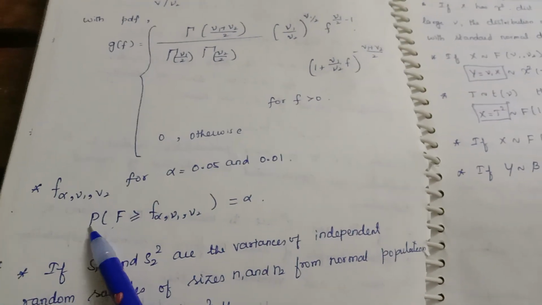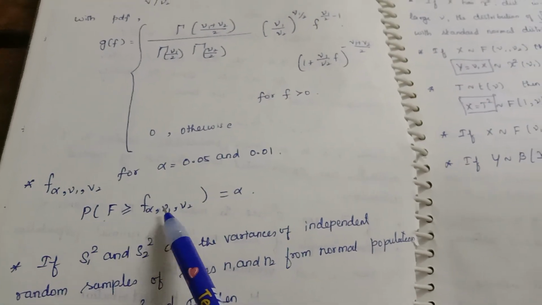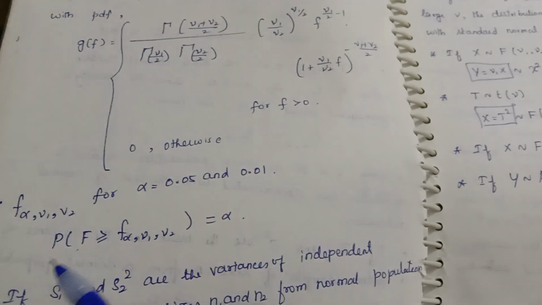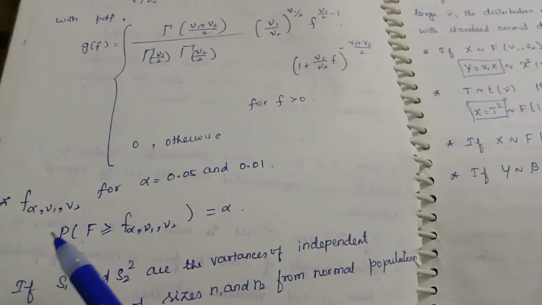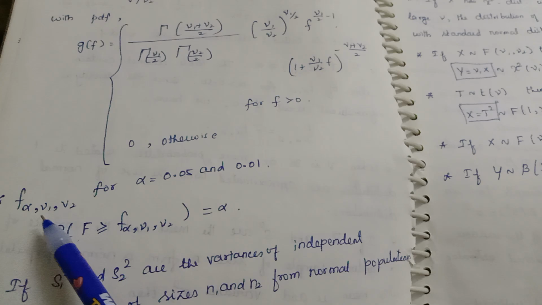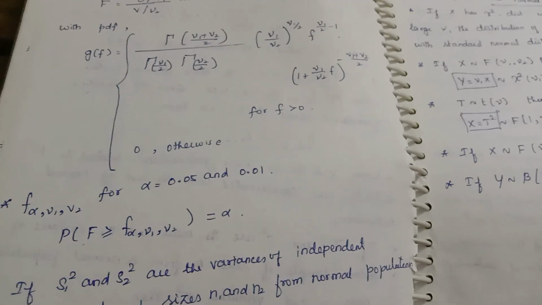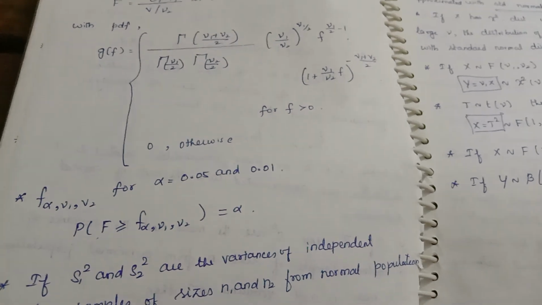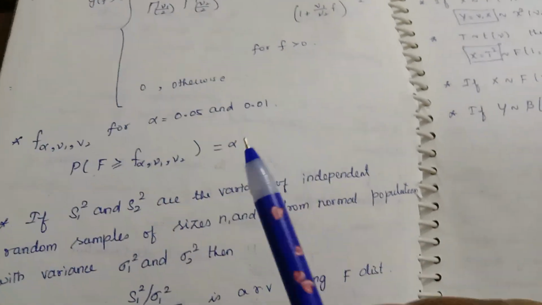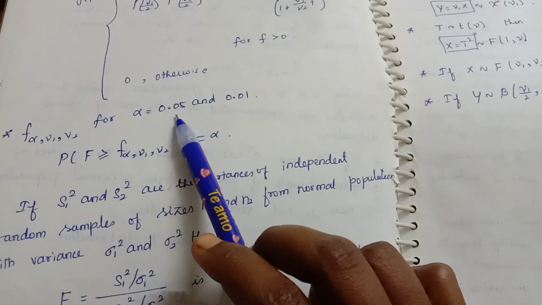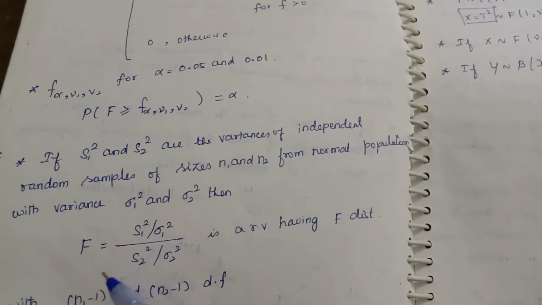Now for table values, probability of f greater than f alpha nu1 comma nu2. Here in chi-square and t we have only one value, nu, for degrees of freedom. Here we have two values, nu1 and nu2, right? So probability of f greater than f alpha nu1 nu2 is equal to alpha. Here we usually take 5% or 1% level of significance.